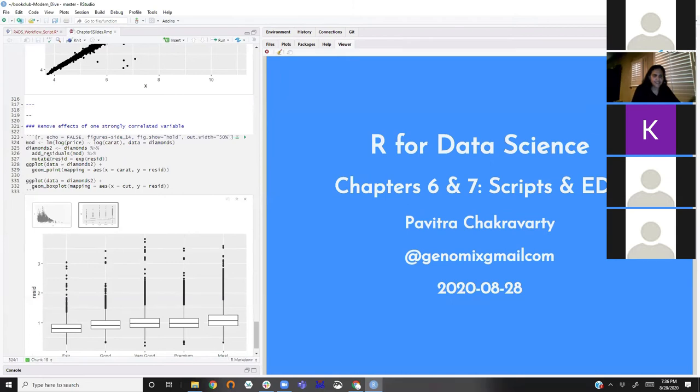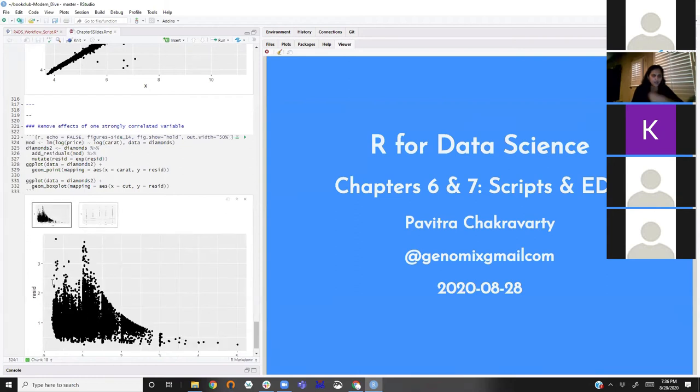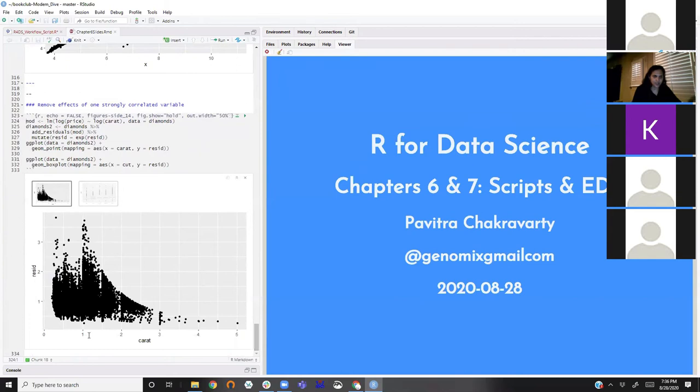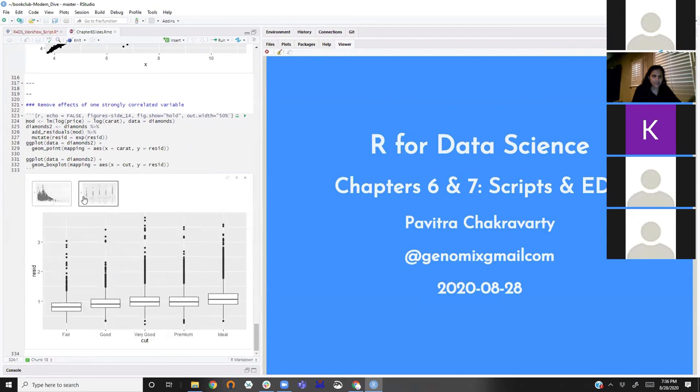He gets the residuals. So basically what he's doing is subtracting out the impact of carat on the price, getting the residual plot from that. And then once he gets a residual plot, which is this, which is basically your residuals on your Y, and this is your carat, the number of carats on your X, he then uses the same residual to plot it with the cut.